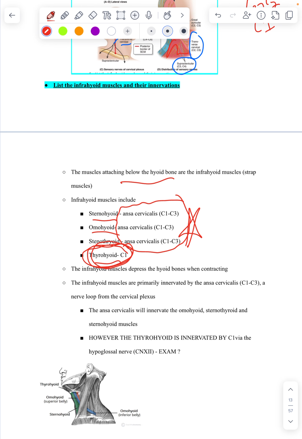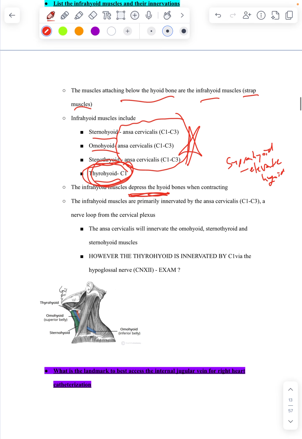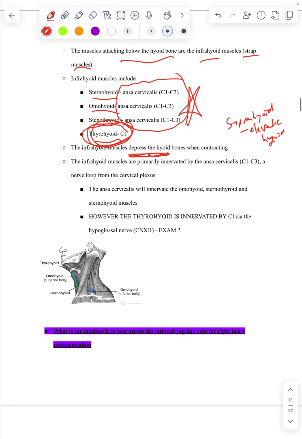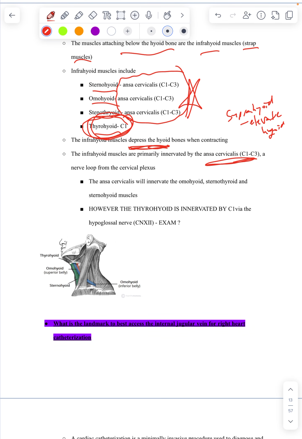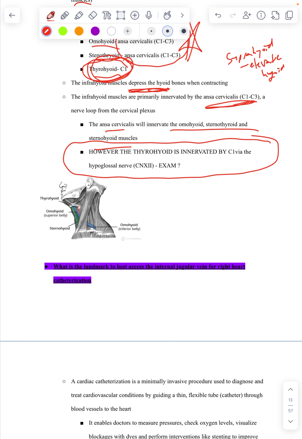Muscles below the hyoid, or infrahyoid, we also call strap muscles. If they're lower than the hyoid, they're going to depress or bring down the hyoid. So the suprahyoid ones would elevate the hyoid. Infrahyoid muscles are primarily innervated by ansa cervicalis, with the exception of the thyrohyoid. Know this, it's super important. And then we already saw this.